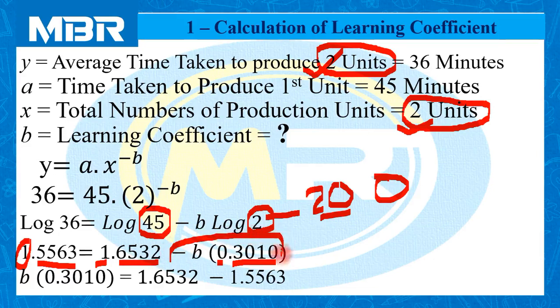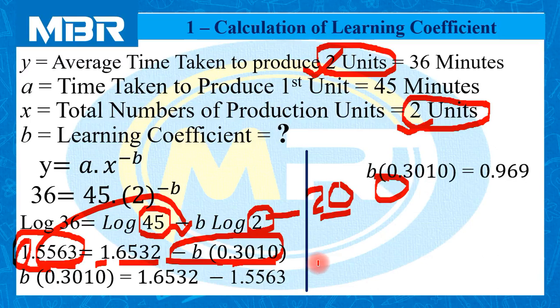Minus b into 0.3010 shifted to the opposite side, so it is b multiplied by 0.3010. And this 1.5563 shifted to the right hand side. So 1.6532 minus 1.5563. It is a simple mathematical operation that we need to do in order to calculate the missing value of b.